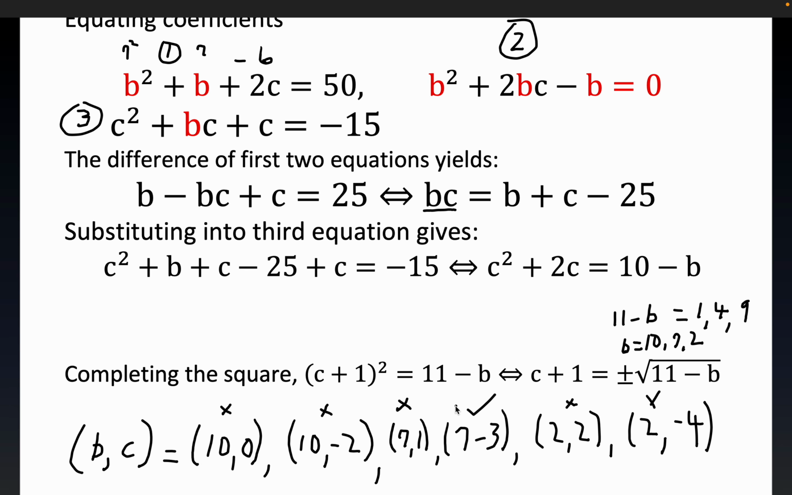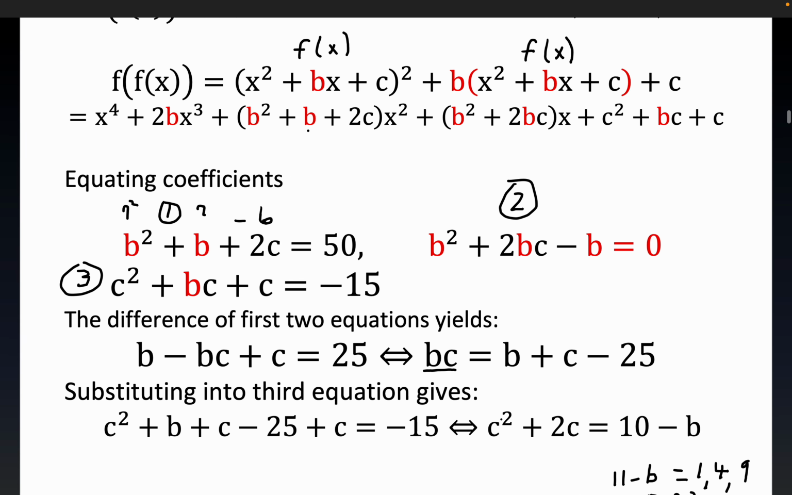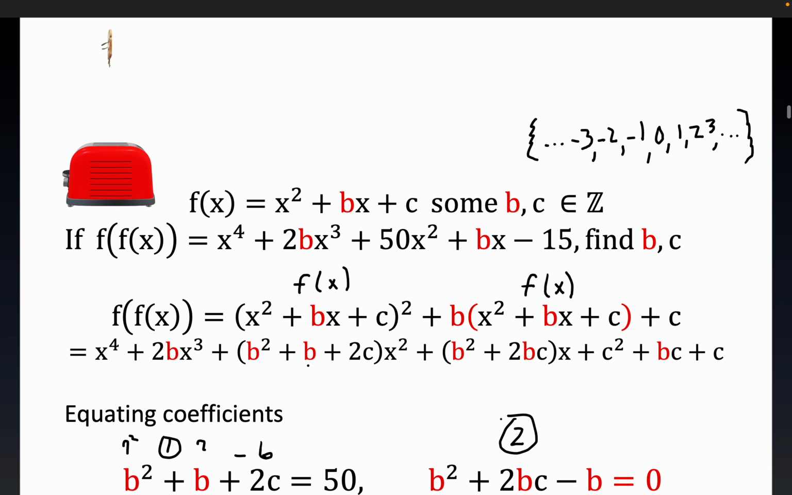BC, this is the answer. And let me just come up here and write it. B equals 7, C equals negative 3. Okay. B is equal to 7, and C is equal to negative 3. Just like that, folks. Put the comma there. And that's the answer, folks.